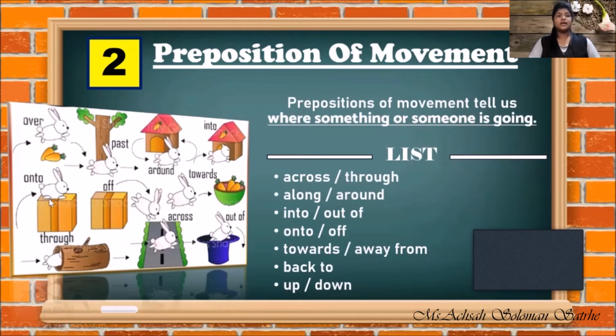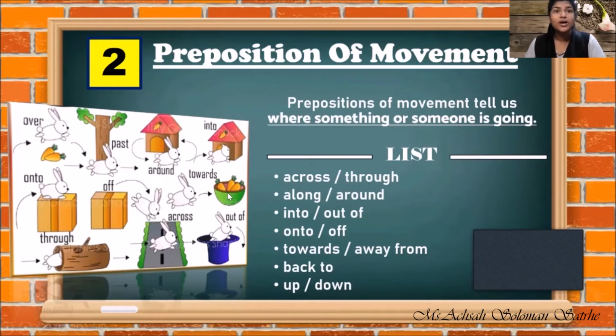Whenever, if suppose I have to tell you the place of this rabbit, I will say on. But now it jumped, so it came into motion. So in motion, when it is coming, that time we say the rabbit jumped onto the box. So onto will come when we're talking about motion or movement. It's telling some movement. It's jumping off. It's crossing, or else it's going across the road.